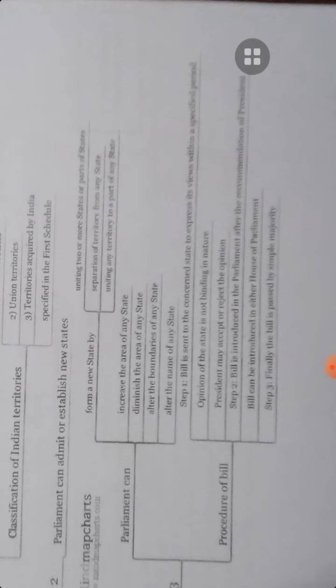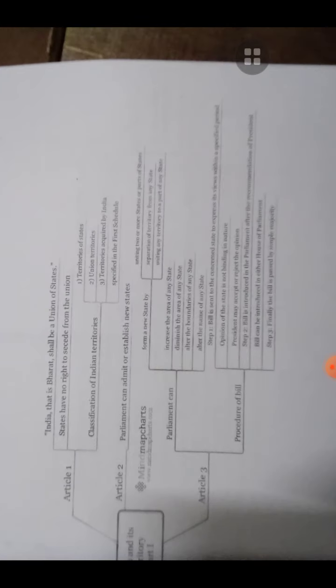Step 3: the Bill is introduced in Parliament. After reconsideration by the President, the Bill can be introduced in either House of Parliament, and finally the Bill is passed by simple majority. So Article 2 is for uniting two or more states, separation of territory and uniting a territory or part. But Article 3 is for increasing the area, diminishing the area, altering the boundary of the states and altering the name of the states.